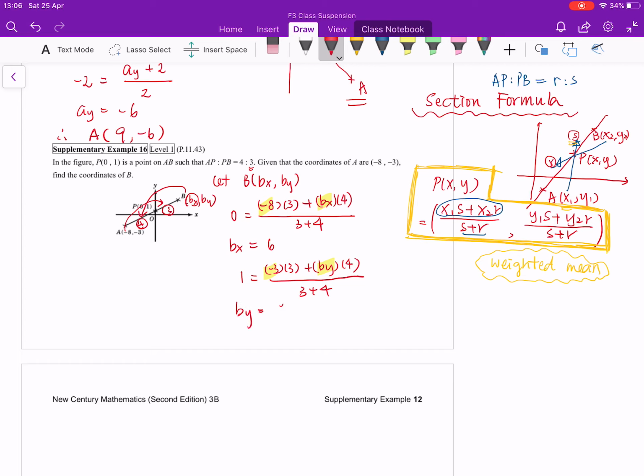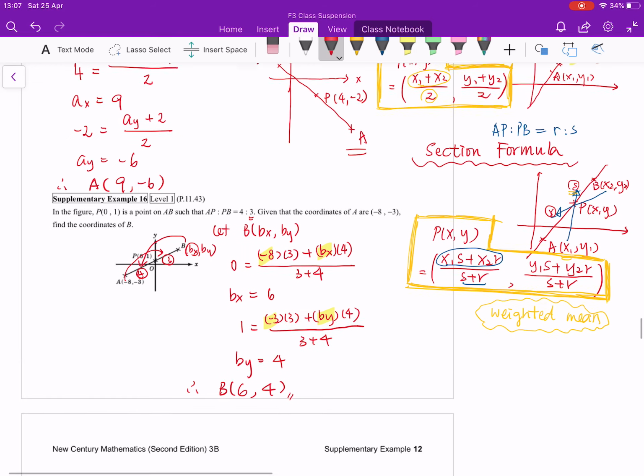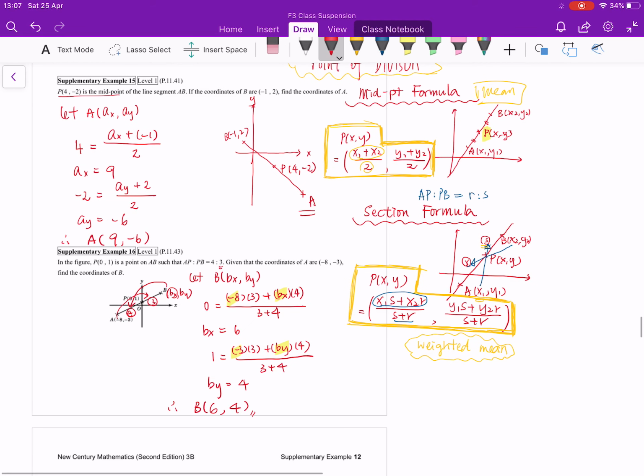9 divided by 4. I also agree. Oh, no. This is 1, not 0. 7, 9, so 16, so 4. Therefore, the full coordinates of B should be 6, 4. Okay? So these two examples demonstrate how to use the midpoint formula and section formula.